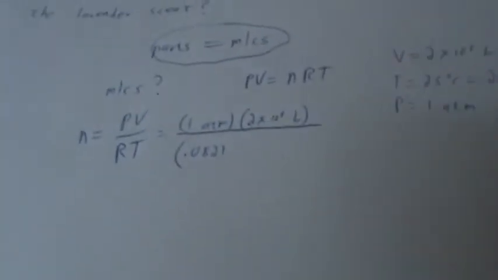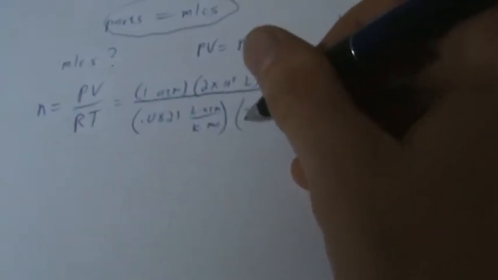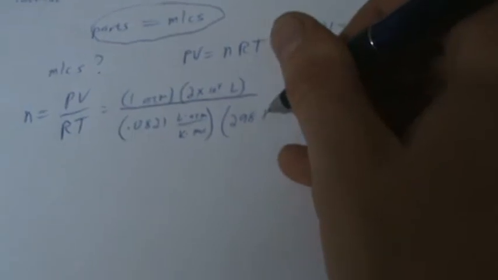Okay, so let's plug in what we got. Pressure, 1 atm. Volume, 2 times 10 to the 4th liters. R, don't forget to use the right R, because there are 3 or 4 of them depending on what units of pressure and volume you use. 0.0821 liter atmospheres per K mole. And the temperature, 298 kelvins.